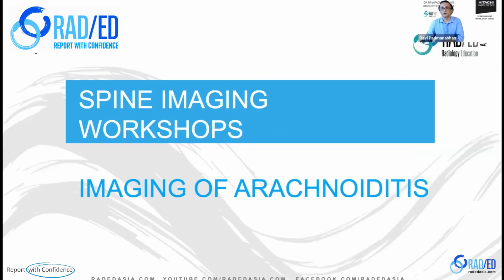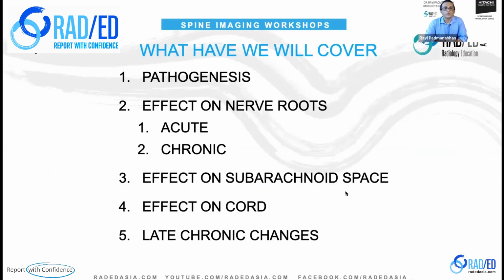So let's start. We're going to go with part one. We're going to look at the imaging appearance of arachnoiditis. And what we'll cover is the pathogenesis of arachnoiditis, what the normal nerve roots look like, because normal is always the most important thing. If you don't know that, you can't work out what abnormal is.